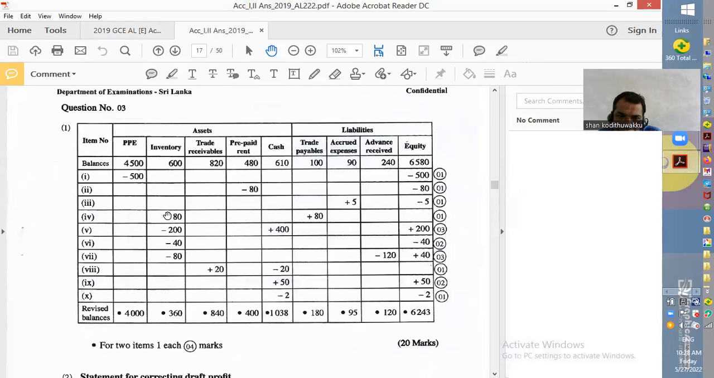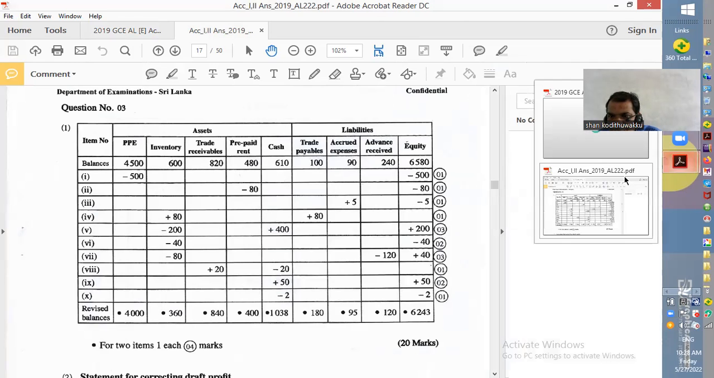Right, here, as they haven't recorded inventory, we can put plus 80 under inventory. Because of purchases, inventory will increase. And again, as they haven't paid the trade payables or suppliers or creditors, under trade payables you can put plus 80. You are given 1 mark. Right. Then we can move to adjustment number 5.